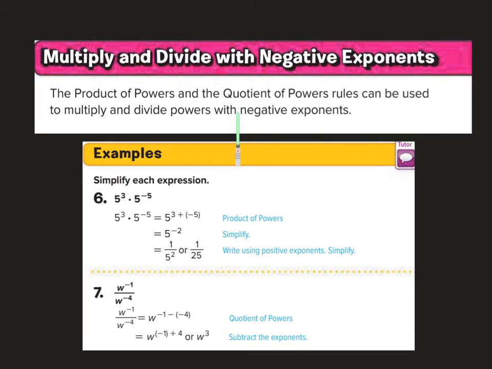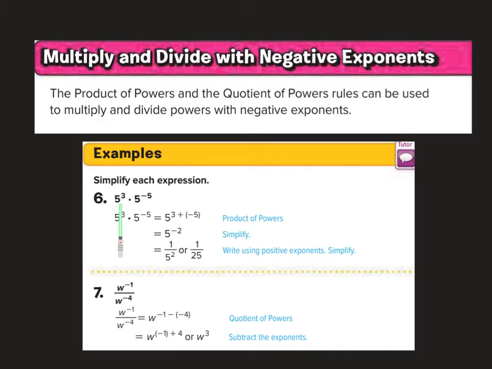The product of powers and the quotient of powers rules can be used to multiply and divide powers with negative exponents. So we're going back to some work we did a couple of lessons ago where we're going to be combining exponents. Remember, if we're multiplying our bases, we're going to add our exponents, and if we're dividing our bases, we're going to subtract our exponents.